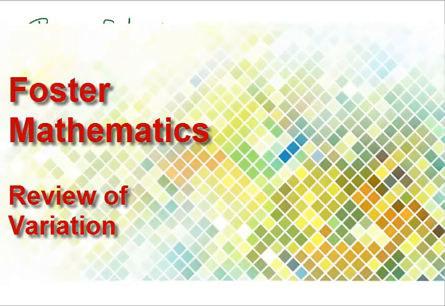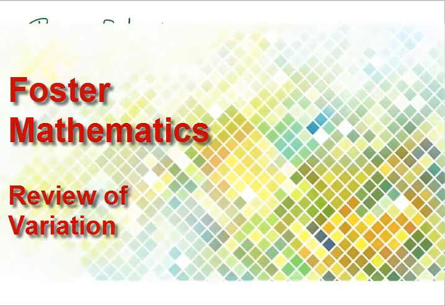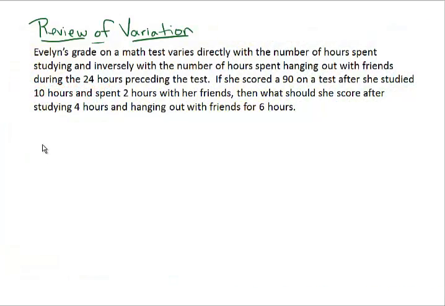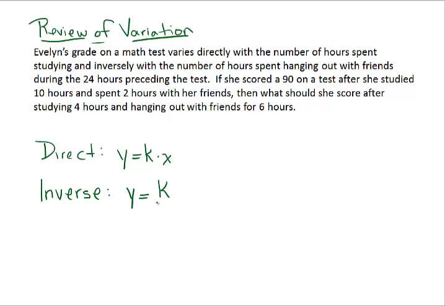In this video, let's review variation. There are 4 different types of variation, the first of which is direct. In direct variation, we tend to represent that as y equals k times x, where k is our variation constant. Another type is inverse variation, and that's represented by y equals our constant divided by x.